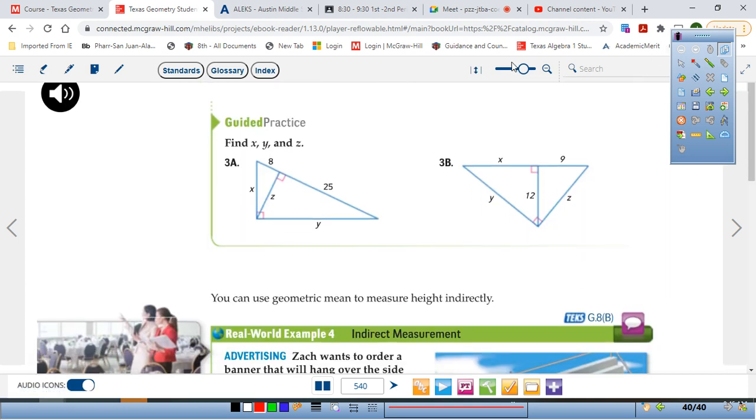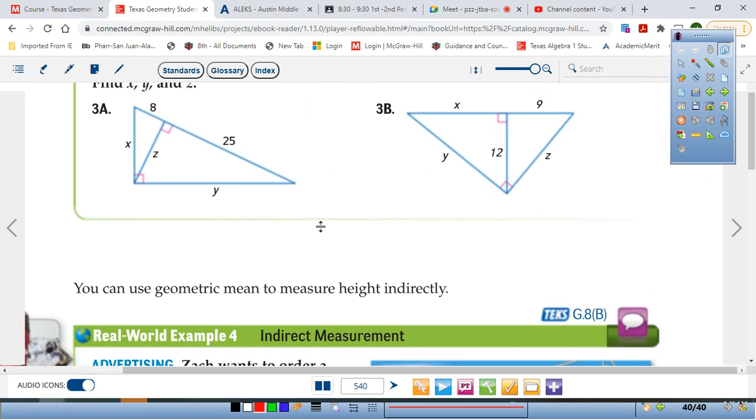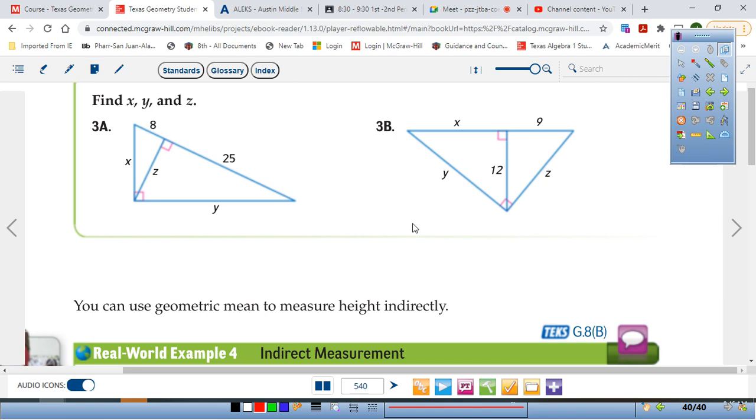Let's try 3A, okay? If you finish 3A right away, let's go ahead and start writing 3B.